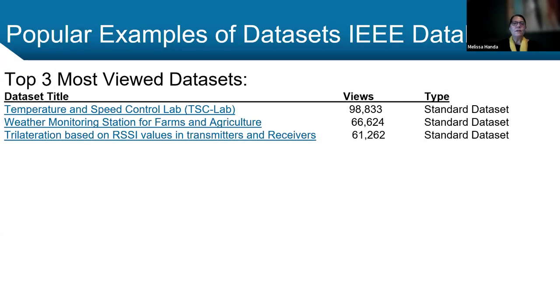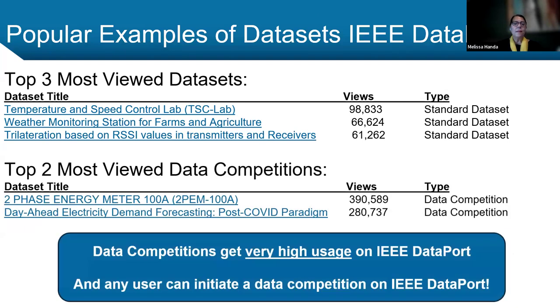This is just a quick view of some popular data sets. You can see the number of views that they are getting, and it goes across all topics. Data competitions get tremendous views. So if you are looking to get some exposure or some assistance with trying to resolve some type of technical issue in your research, and you have some data and you want to put out there that you're having this competition and you're looking for people to build models, et cetera, you can see that these competitions get hundreds of thousands of views. So not all of them, but these are two examples where we had tremendous usage, and so that can be very beneficial.